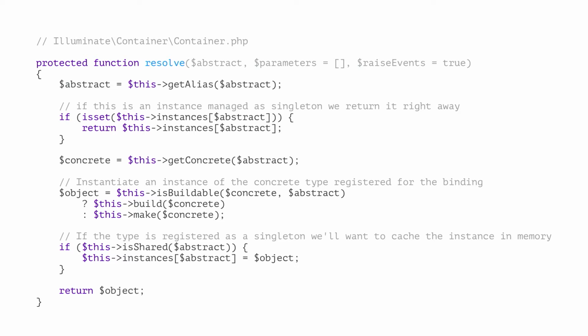The instances array keeps a list of all the singletons registered in Laravel. So whenever we use the container, we always get the same instance back, because that's the first check we do. If it's in the container already and it's shared, which means it's a singleton, we return it there.